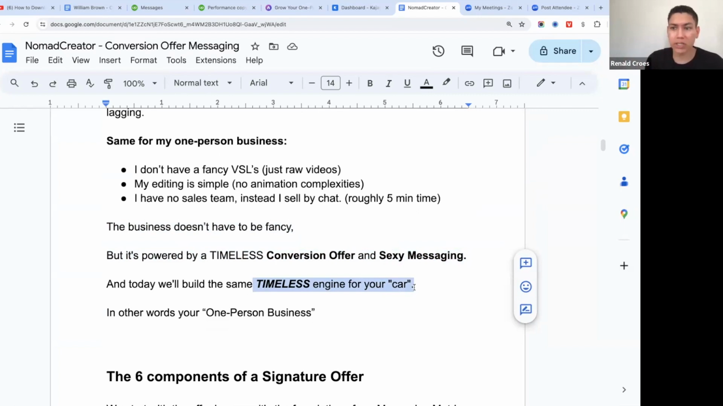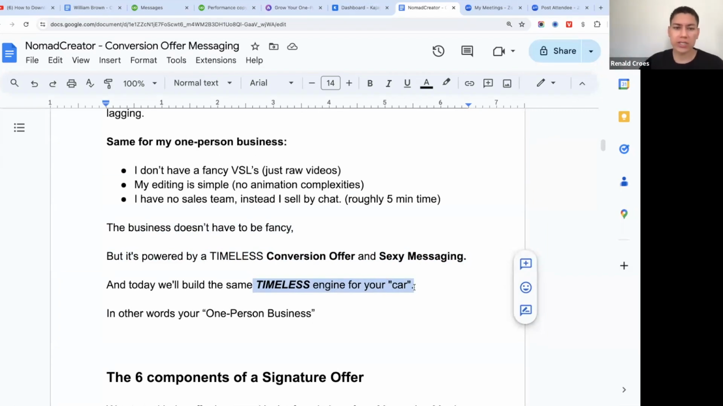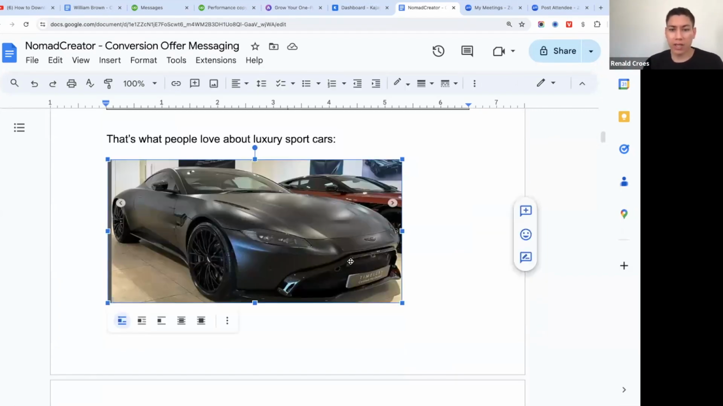So I try to focus on, call this a timeless engine for your car, because this is the car that we want to build. Something that when we pull in or we pass by or people see us getting off, they look at this car and say, wow, this is beautiful. Because even if the car is just standing there and not running, it still looks beautiful. So that is what you want. Make something attractive, even if you're not actively promoting it.